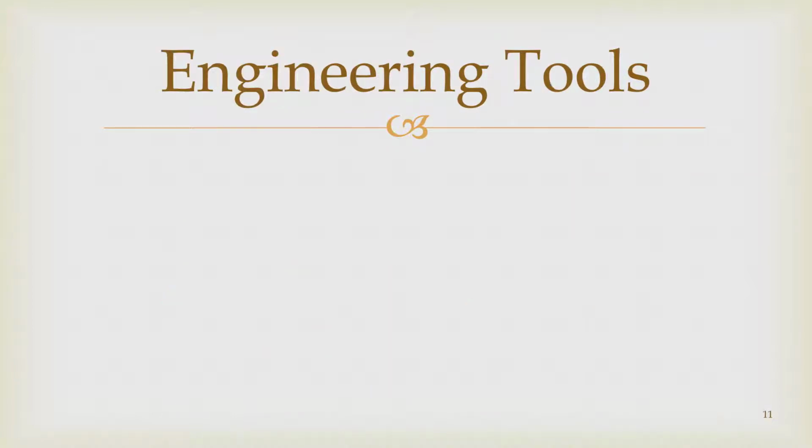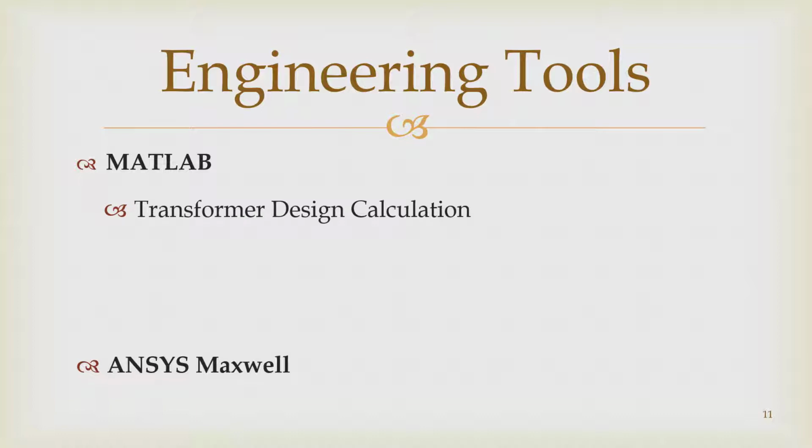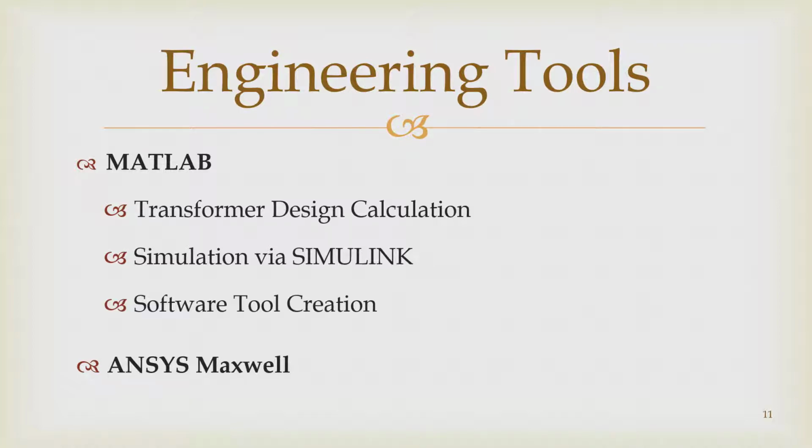For the tools that we use to accomplish the stages of our project, we use MATLAB and Maxwell. For MATLAB, we used it to calculate the transformer dimensions, Simulink to simulate the whole system including power electronics and control system, and we use MATLAB App Designer to create software tools that visualize the dimensions of our transformer. And we use Maxwell to verify the transformer design using finite element analysis.